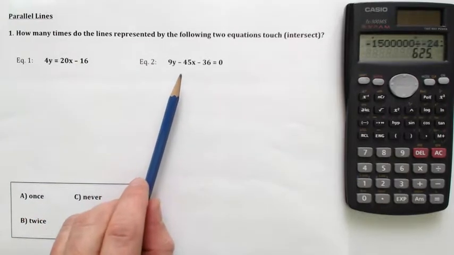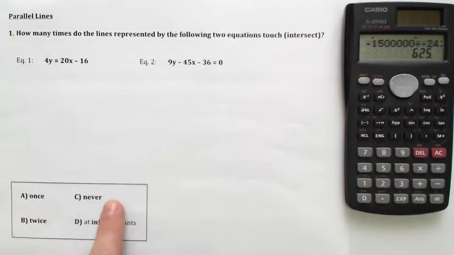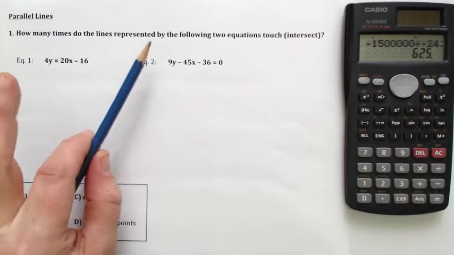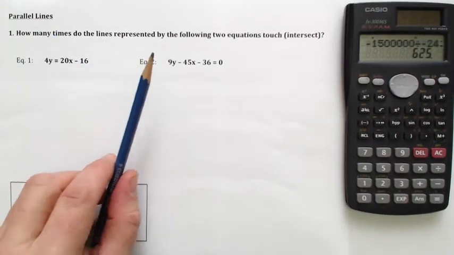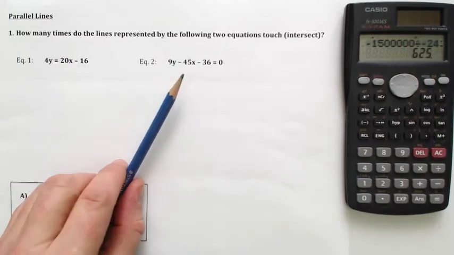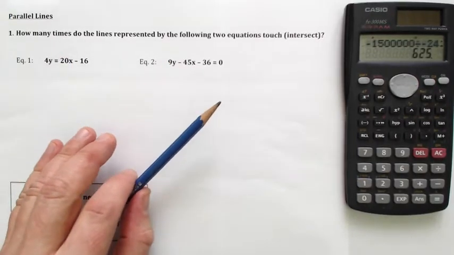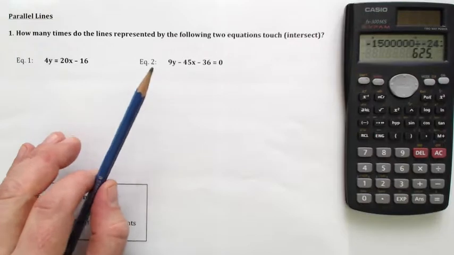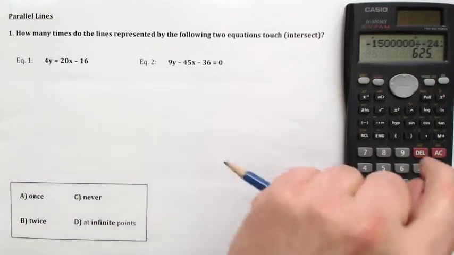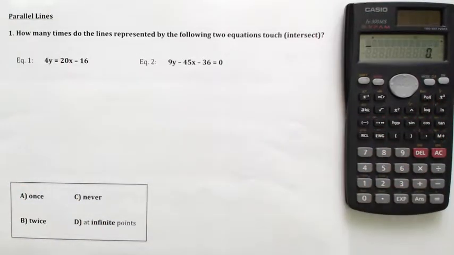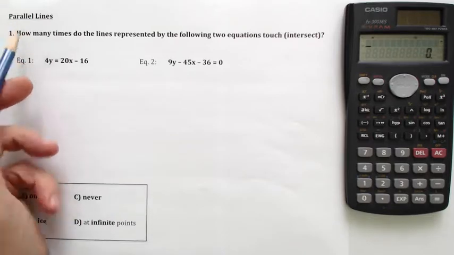At the end of the day, though, before we talk about the interpretation of the possible answers, the first thing we are going to do is isolate y in both of these equations. We can't answer anything about the nature of parallel lines until we have the equations in y equals ax plus b form. So we're going to go ahead and do that right now.